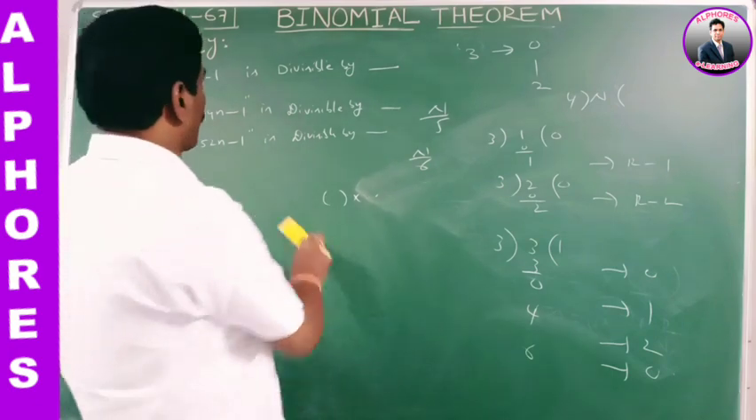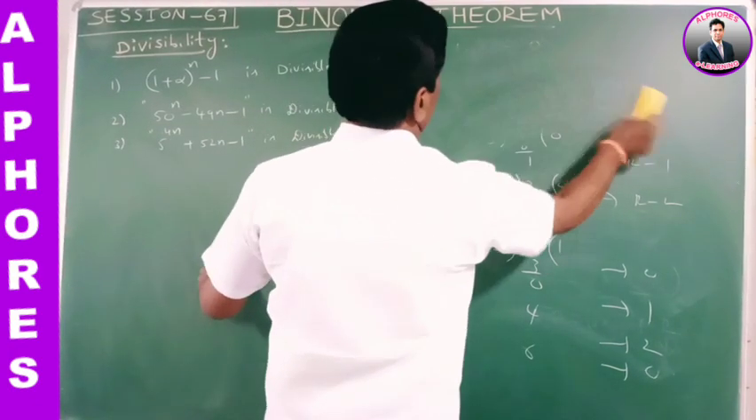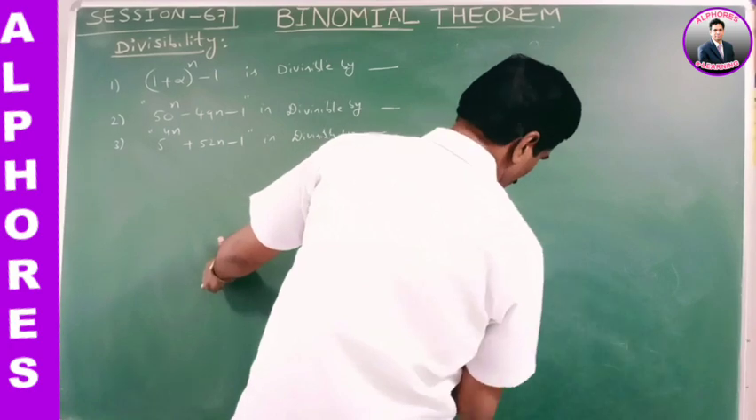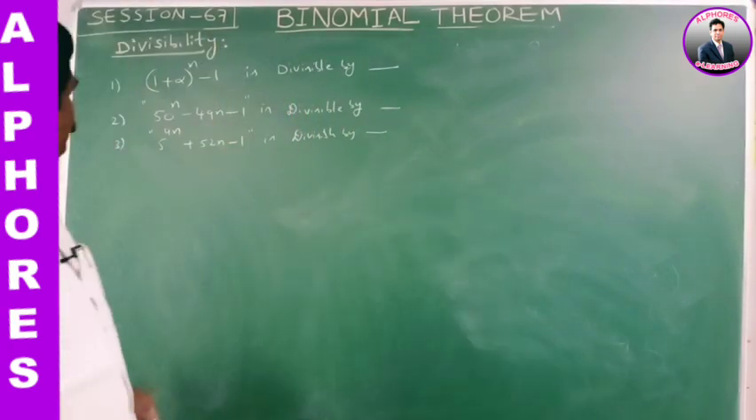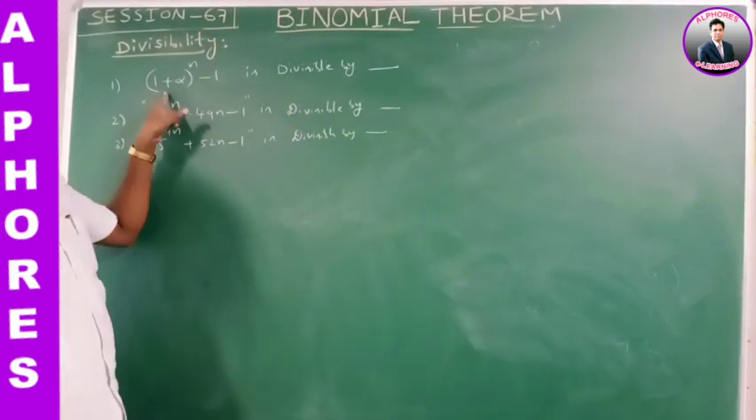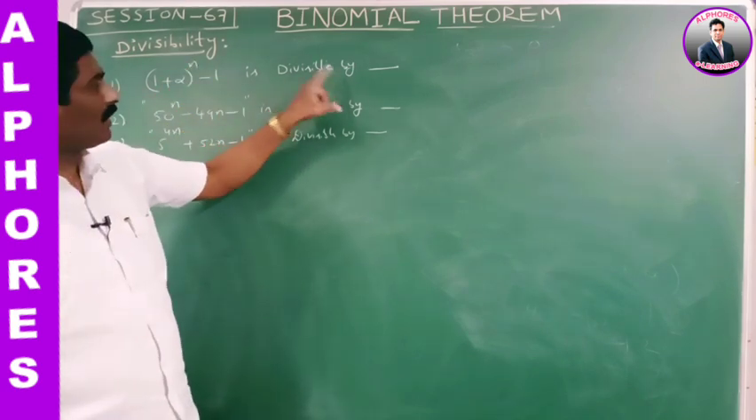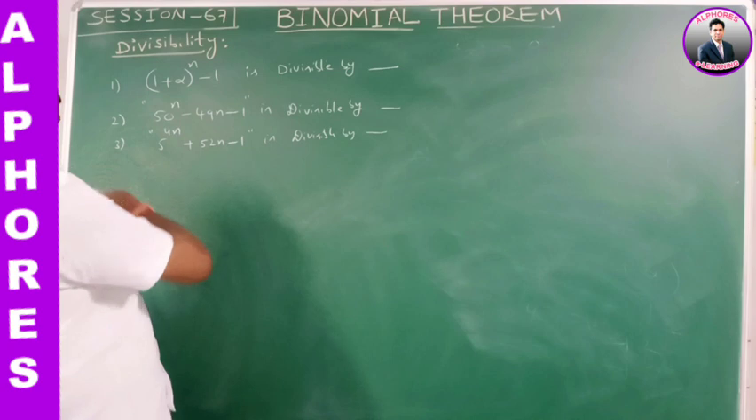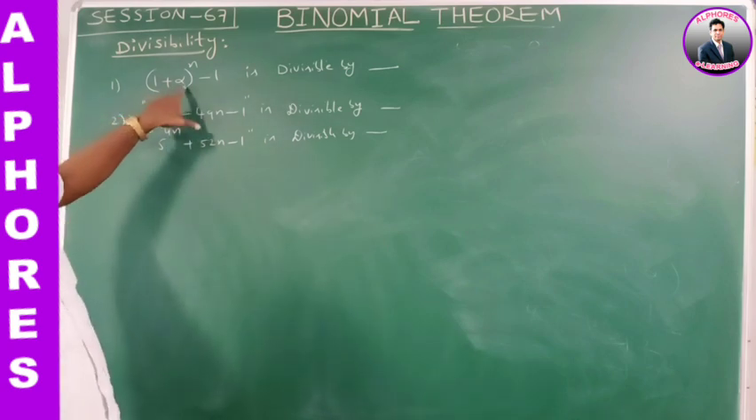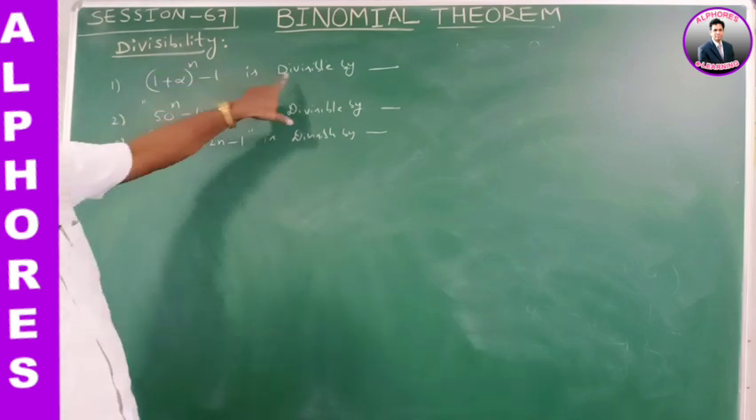Next, please note the problem. Find the remainder when (1 + α)^(n-1) is divisible by dash.